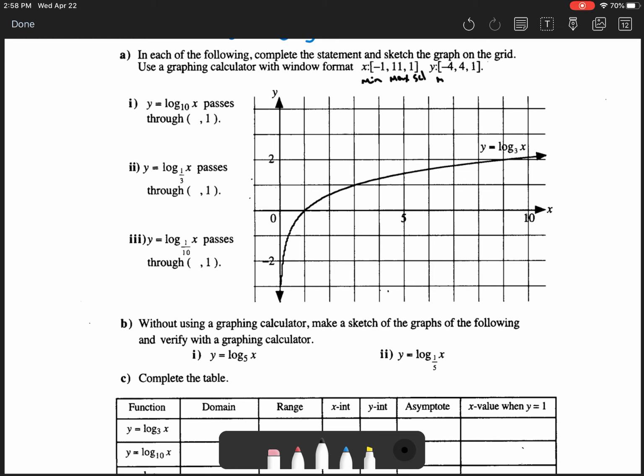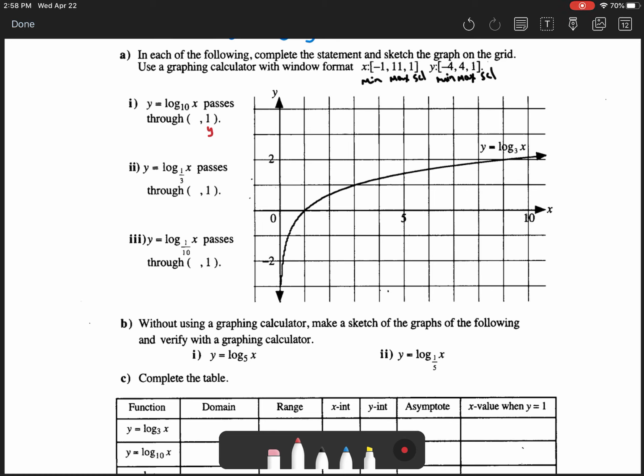Just as a review, when I take a look at those window settings, remember that the first number is always our min, the second number is our max, and the third number is the scale that we're dealing with. The same goes for the y settings: min, max, and scale, in case you are confused as to what those numbers represent.